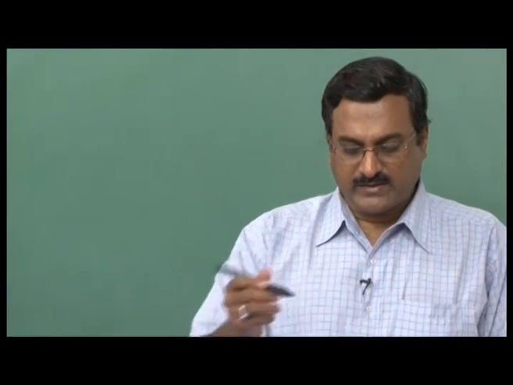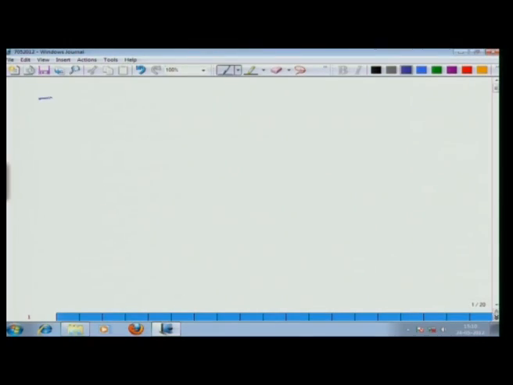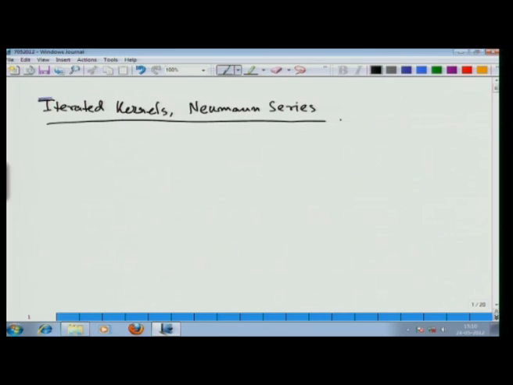So, in this lecture we are going to consider the topic, that is iterated kernels, which ultimately leads us to the Neumann series, which will be used to solve the Fredholm integral equations.